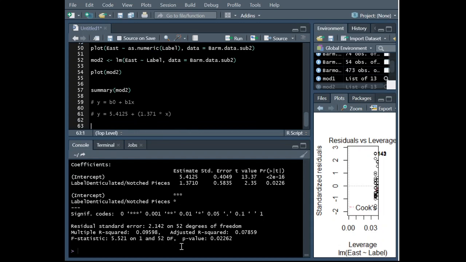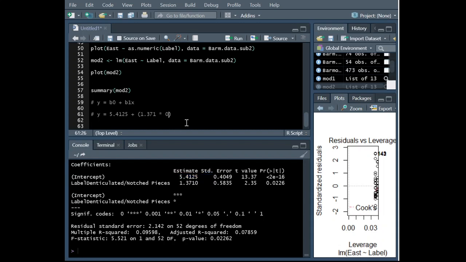And in this case, as I said before, because we've got two different groups of data, flake axes and DN pieces, R is treating flake axes as the intercept. That means that's group 0. And so x in this equation becomes 0, which cancels out the slope, and so the mean predicted value of flake axes, the easting coordinate that we're looking at, is 5.4125.